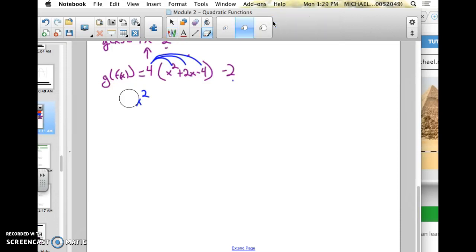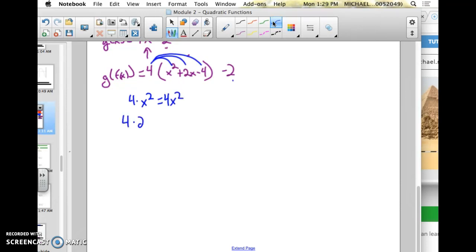I could show my math, I suppose, keep in mind with what we've been doing. So 4 times x squared is 4x squared. 4 times 2x equals 8x. 4 times negative 4 equals negative 16. So now I have 4x squared plus 8x minus 16 minus 2. Remember, we can't forget that 2. I have to drop it down.